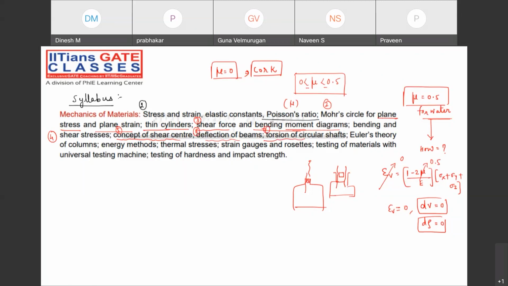Anywhere before that, have you seen the torsion of square section, rectangle section, or rectangular channel, or square channel, other than the circular shaft? Check it out and let me know.